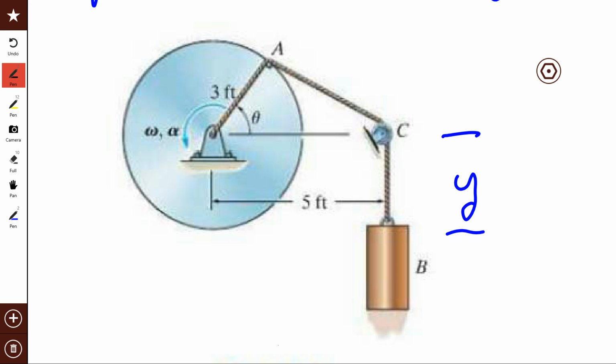What is it they want me to find? Tension in the rope. Uh-oh, I would need a free body diagram. You see how it all kind of fits?